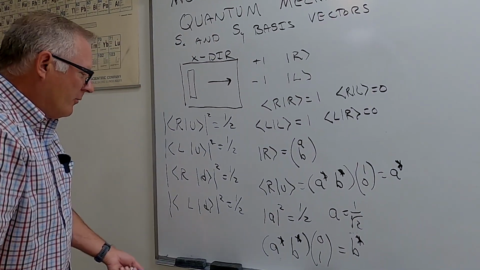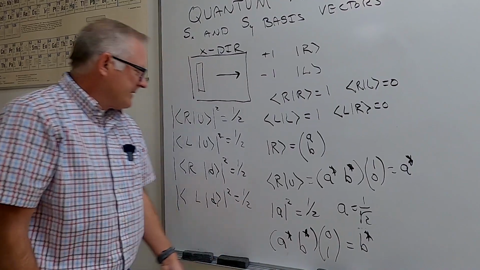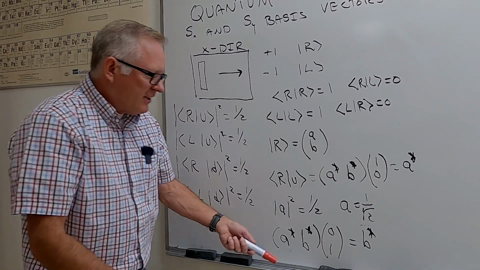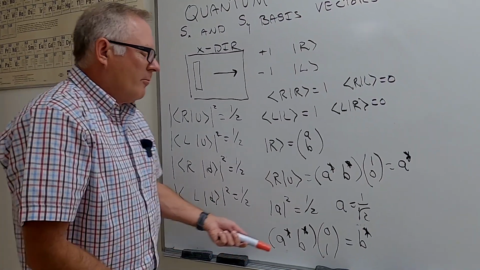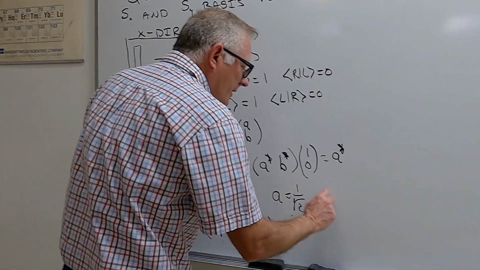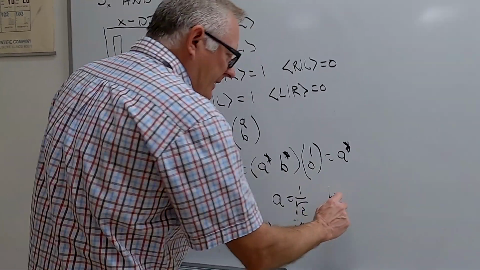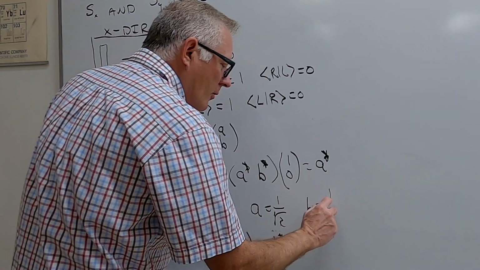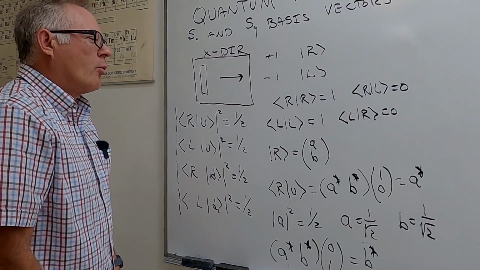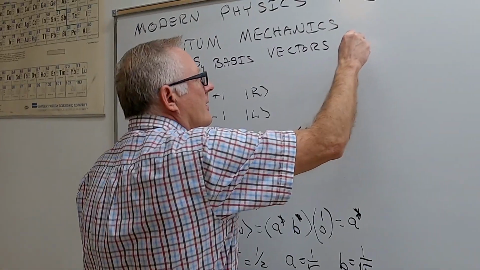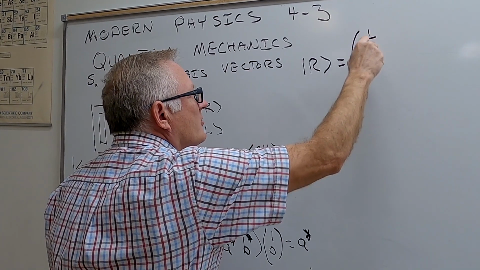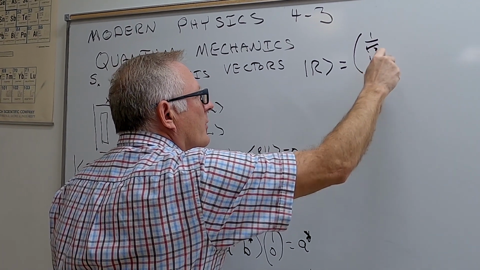Okay, for the same reason, this times its complex conjugate would have to be 1/2. Again, there were a lot of solutions, but we'll use 1 over the square root of 2 also. So we'll use the B, just define it that way. We could have defined it differently. So there is my right vector: 1 over the square root of 2, 1 over the square root of 2.